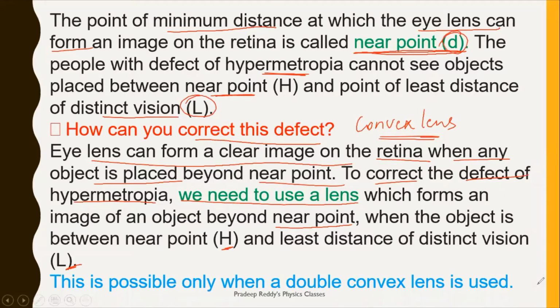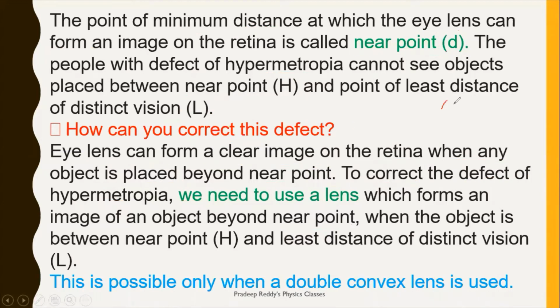So I'll show you how it is. Very simple thing. Say here is the eye lens, right? Here is a larger distance and here is the least distance of distinct vision. This length is known to you. It is 25 centimeter. And this we are denoting with L.